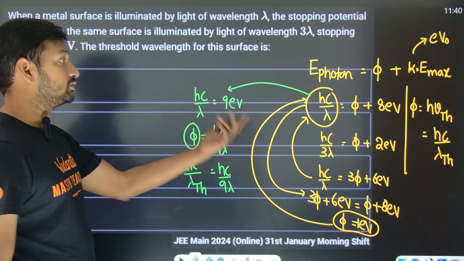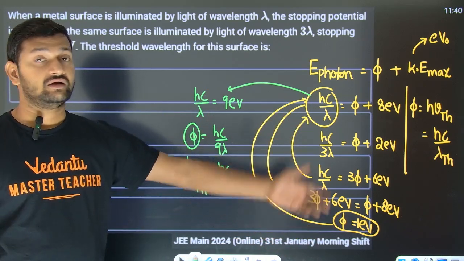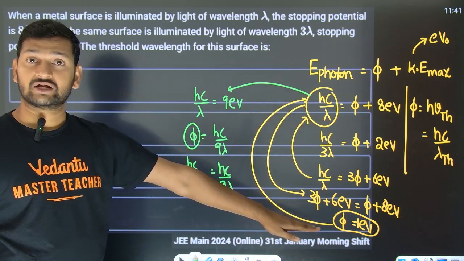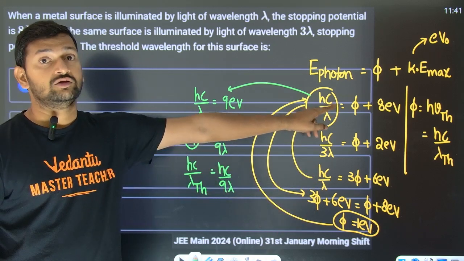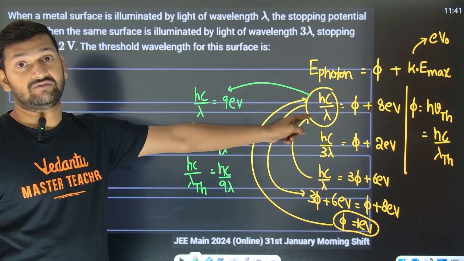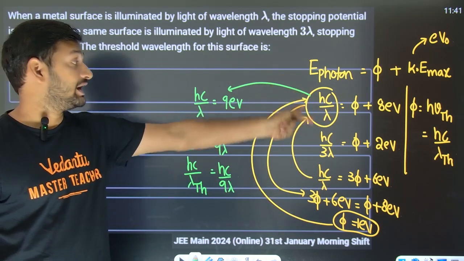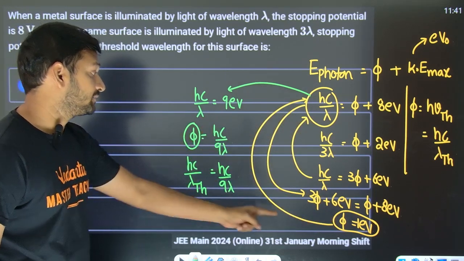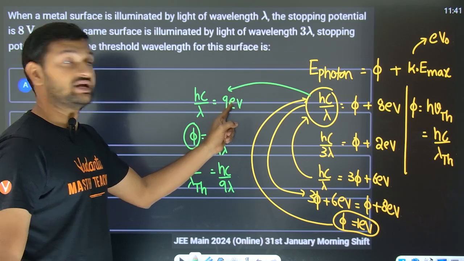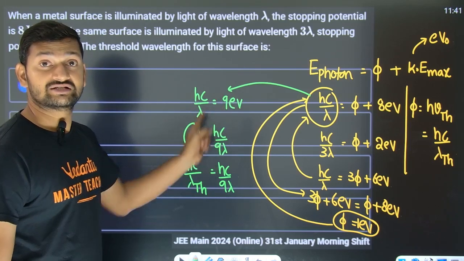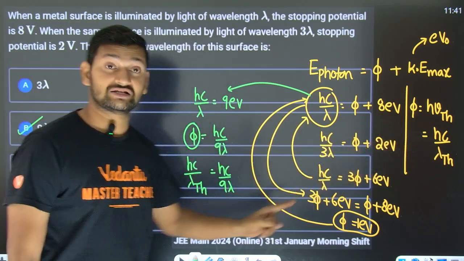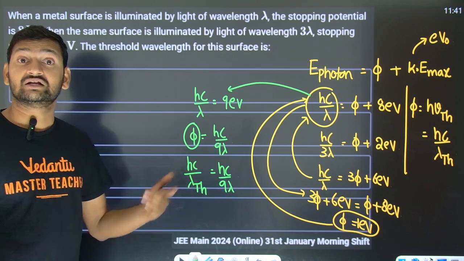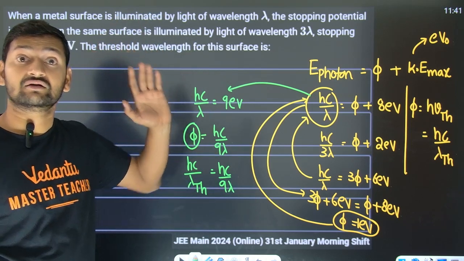So just two equations and we solve them, we get the work function. When we get the work function, you put it back, then you get to know the hc by lambda value, and then you put work function. Work function is in electron volts, right? So 1 electron volt. So from here, what is 1 electron volt? hc by 9 lambda. Put it hc by 9 lambda, and work function can also be written as hc by threshold wavelength. Done. Threshold wavelength is 9 lambda.